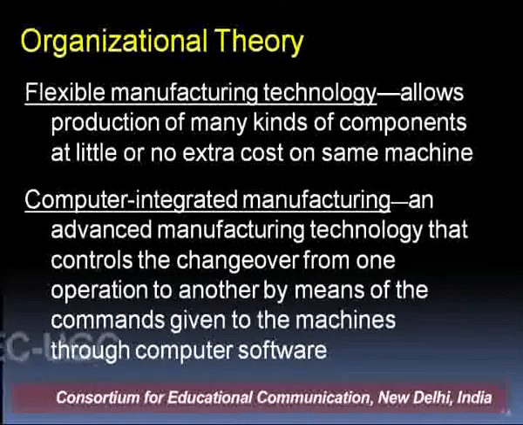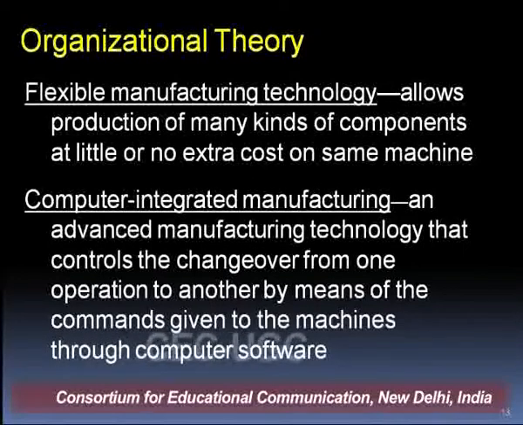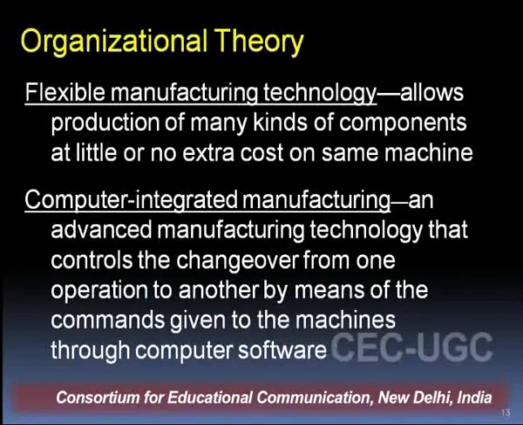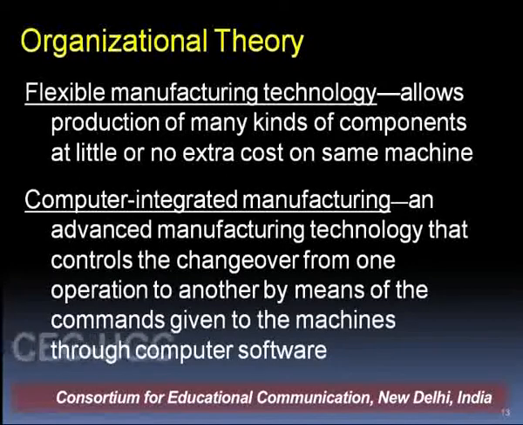It means an advanced manufacturing technology that controls the changeover from one operation to another by means of commands given to the machines through computer software, which I talked about in the last slide in the JIT system, that is just in time. But the flexible manufacturing system becomes the key, the central point to produce different types of designs and different types of products through the different assembly systems or production systems.